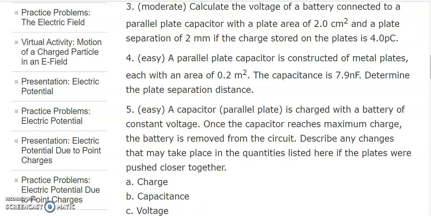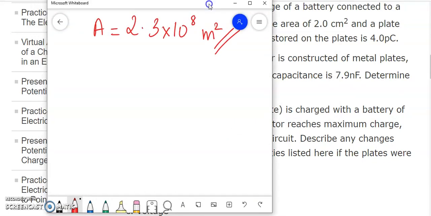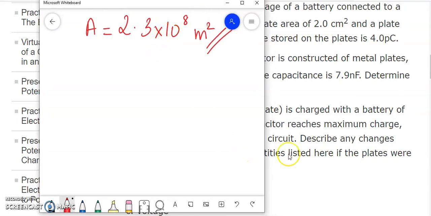Okay, so now you need to calculate the voltage, and the area is 2 centimeter squared, and the distance is 2 millimeter, and your charge stored on the plates is 4 picocoulombs. So let's start first by recording the given information.